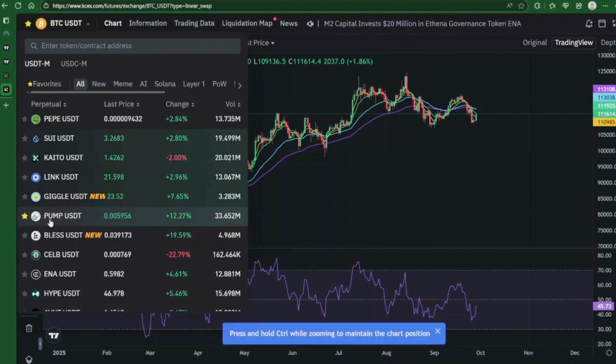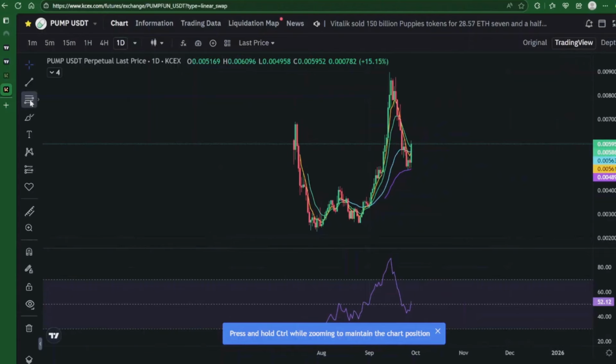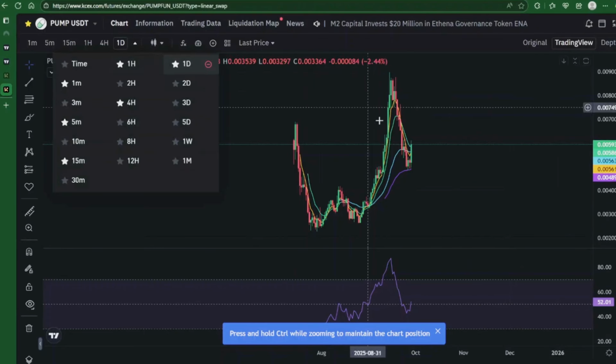This is pump. So we've got an established W pattern that has already been formed, and now it looks like it's testing some of the support and resistance lines. So I'm going to start with the daily time frame.